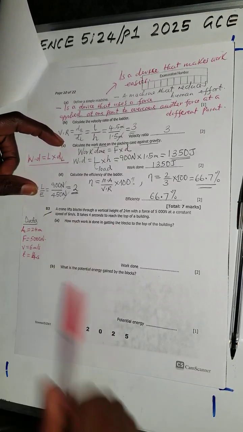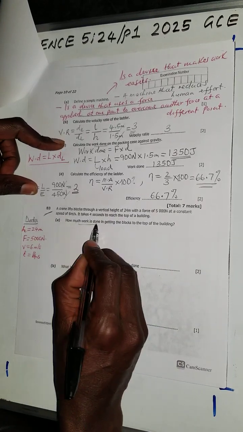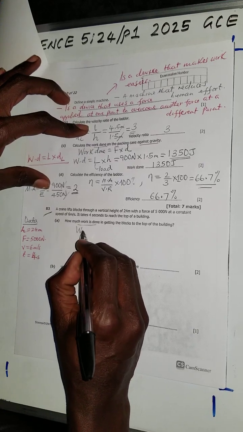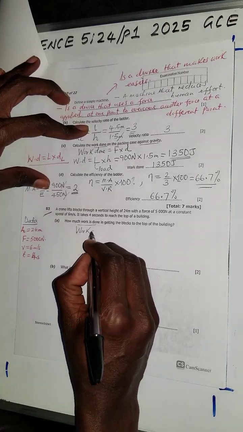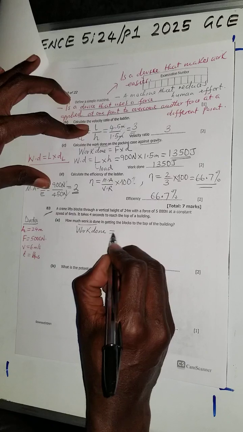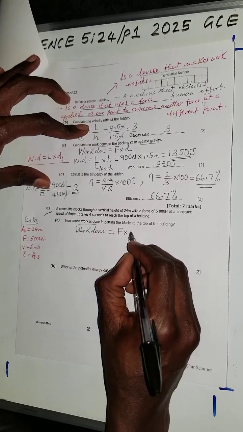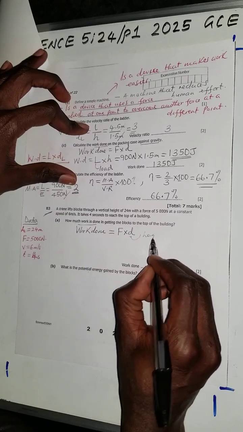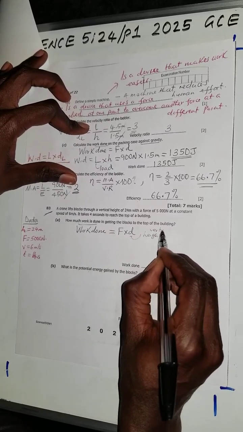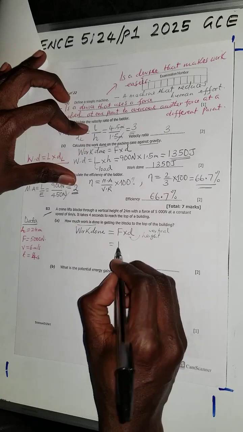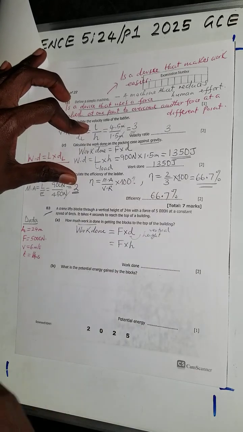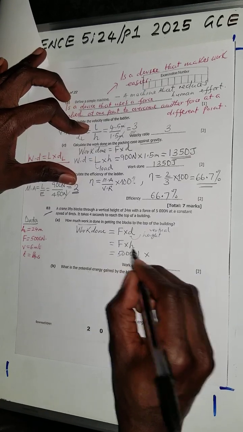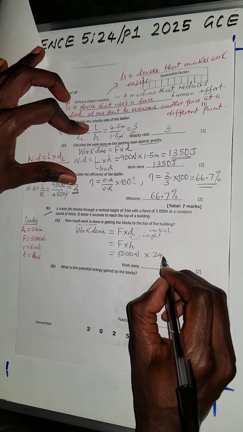How much work? The first question there says how much work is done in getting the blocks to the top of the building. So remember that the work done is equal to the force multiplied by the distance moved. But in this case, the distance will now become our vertical height. So if you want, you can say it's the force multiplied by the height. So what is the force? It is simply 5,000 newtons multiplied by the vertical height, which is 24 meters.